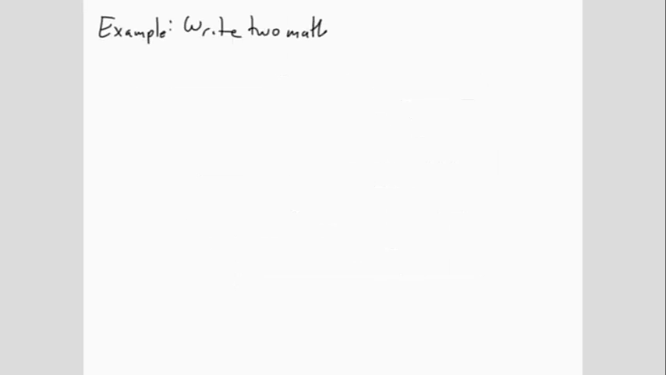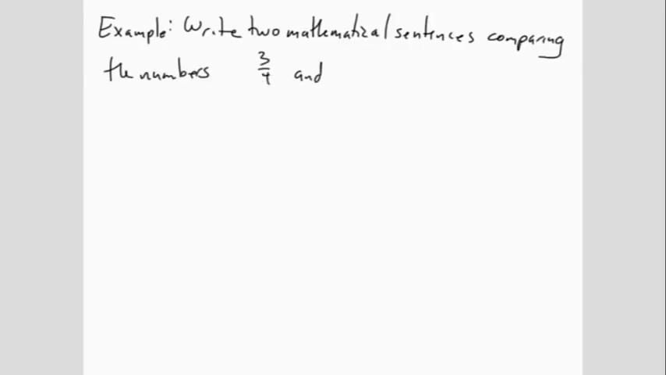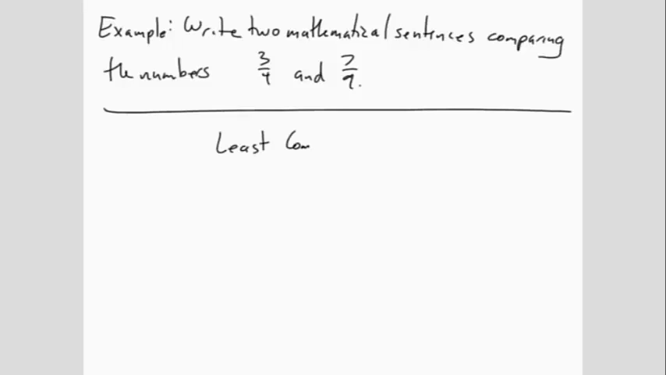Example, write two mathematical sentences comparing the numbers 3/4 and 7/9. It's very unlikely that you will be able to draw this picture accurately without using a ruler. So instead, we will use algebra to help us compare them. What is the least common denominator of these two fractions? The answer to that question is 36. So we will rewrite each of these fractions using a denominator of 36.